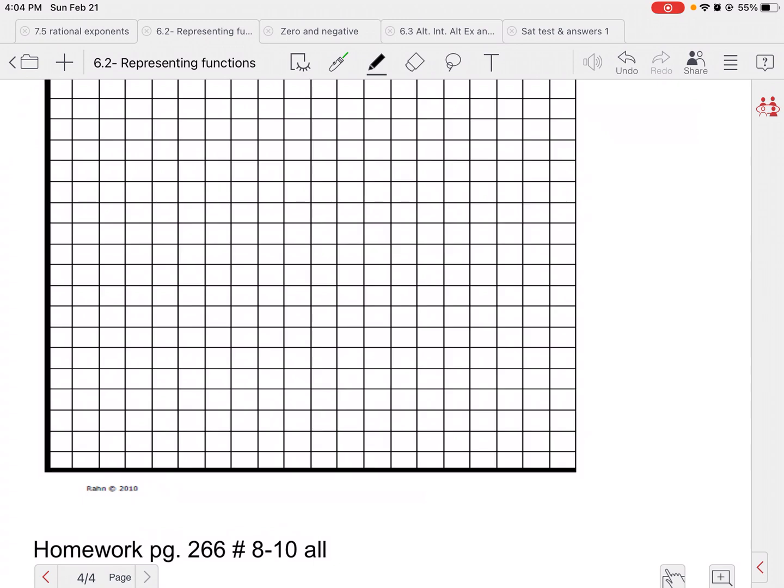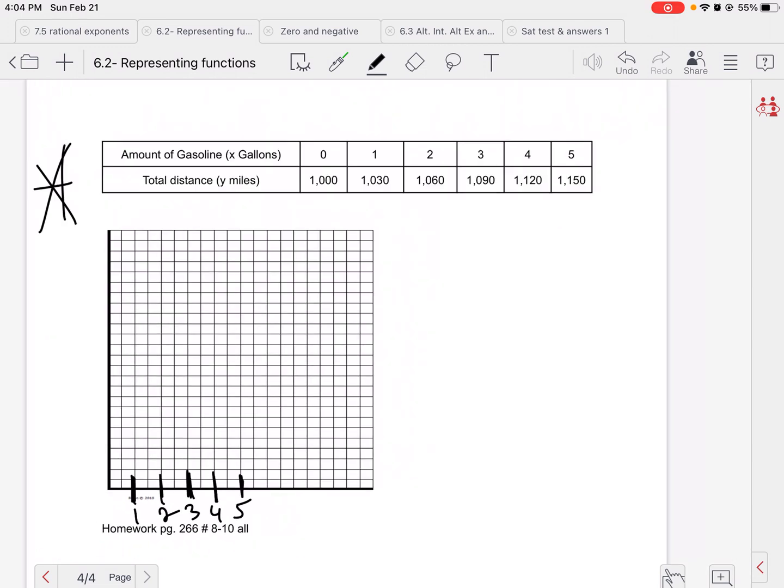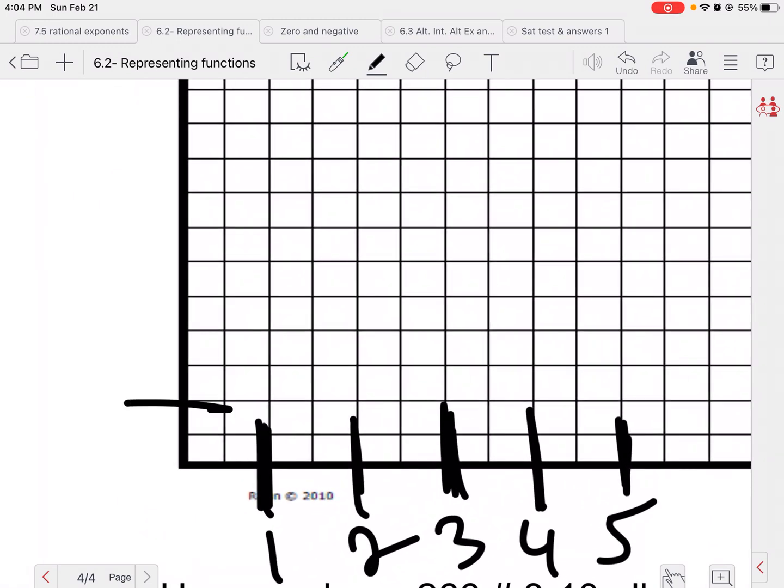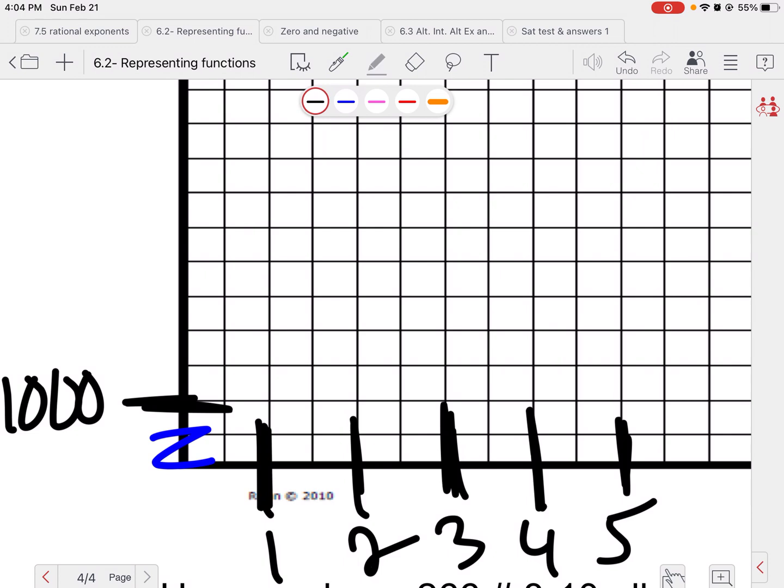So we have 0, 1, 2, 3, 4, 5 again, so we're going to have 1, 2, 3, 4, 5. And then we're counting by 1,000 and then going up by 30 every time. So what I would do is I would do this and I would have 1,000 here. And I'm going to do this little squiggle, in a different color so you can see it a little better. That shows that you're making a significant jump from 0 to 1,000 and then you're going to change up your dynamic of how many times you're jumping.